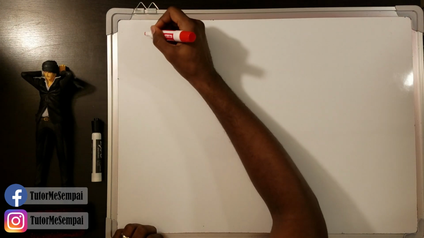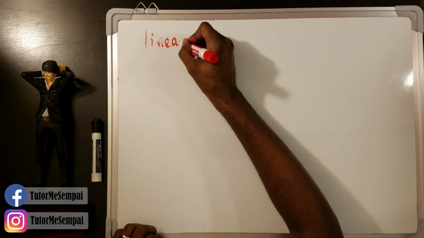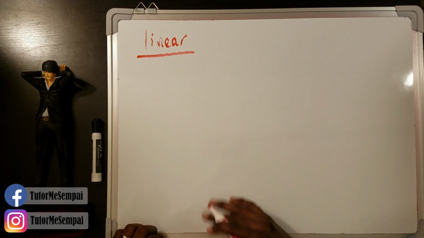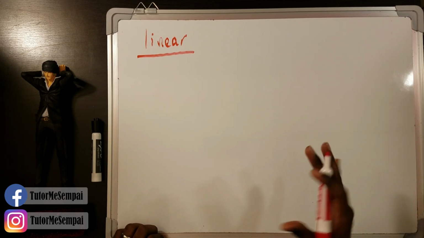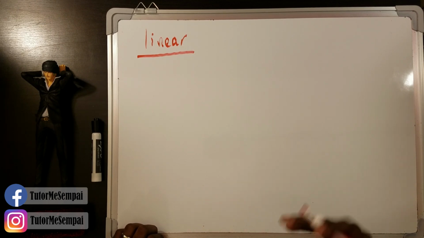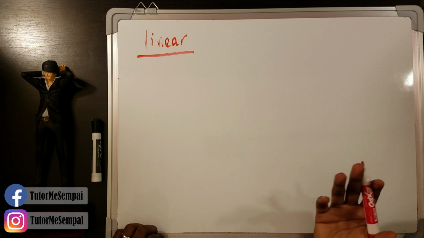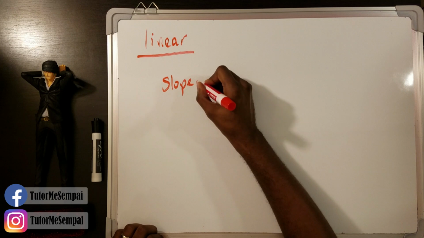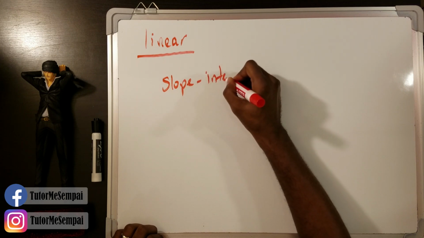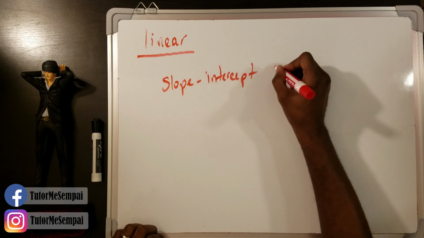So for today's example, we're going to be focusing on a linear function instead of the quads or the cubics. And I told you that we're going to be going over 2 different methods in order to graph this linear function. The first one being the slope intercept form.